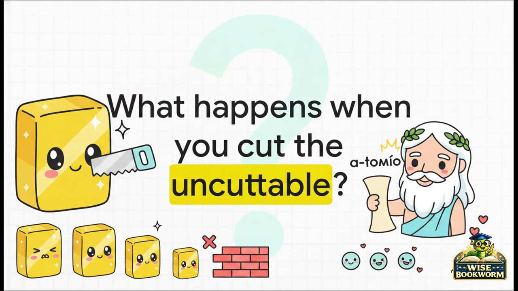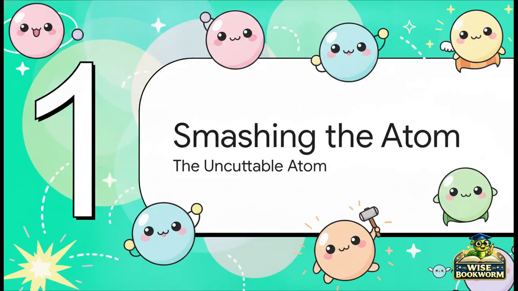Well, ancient Greek philosophers around 400 BC actually believed you would reach a fundamental indestructible particle. They called it atomio, which literally translates to uncuttable or non-divisible. And honestly, for over 2,000 years, this was just accepted as the absolute truth. But as we know, science never settles.